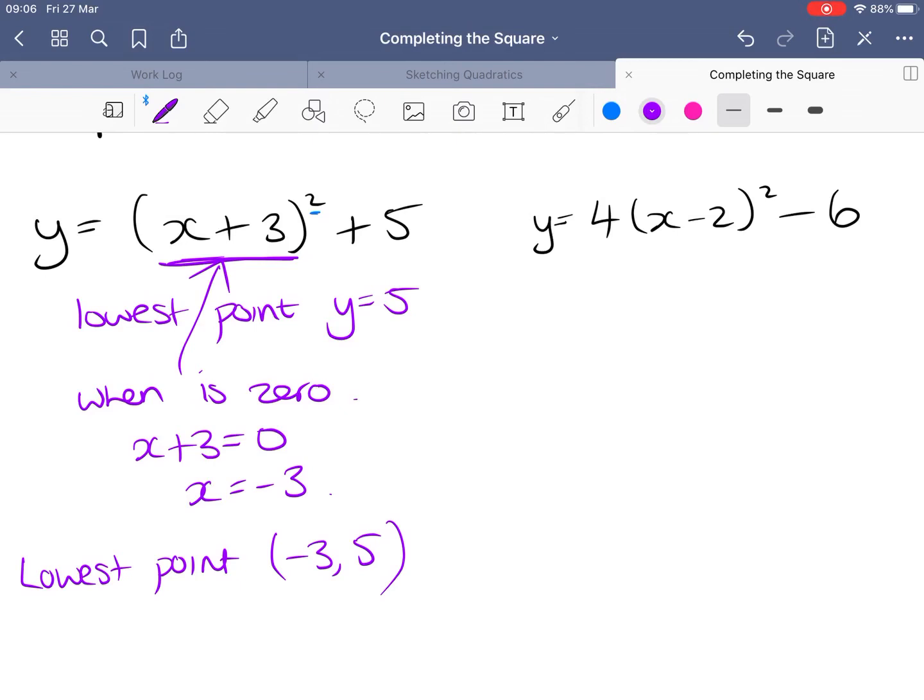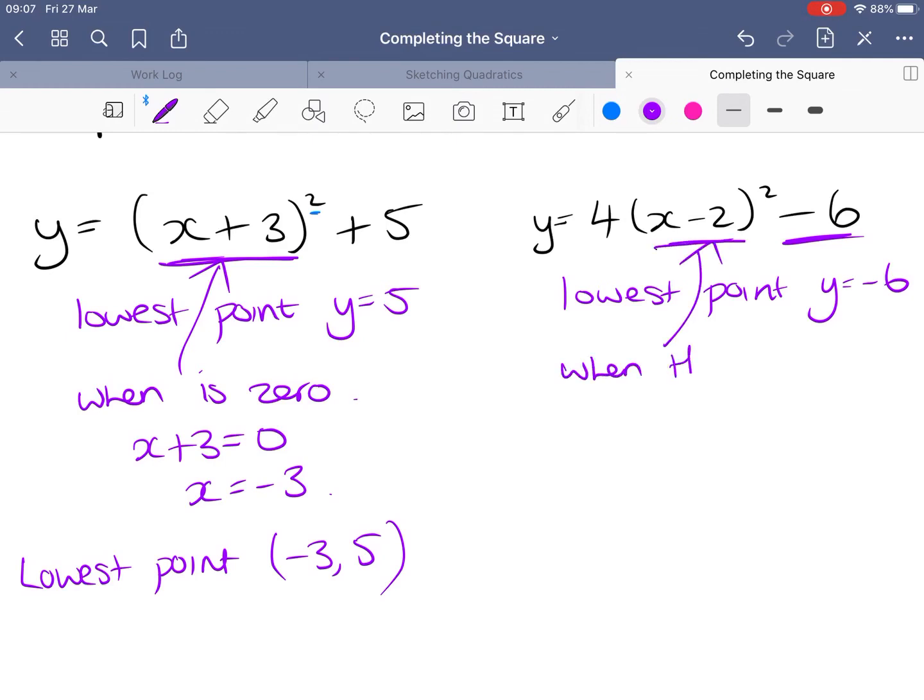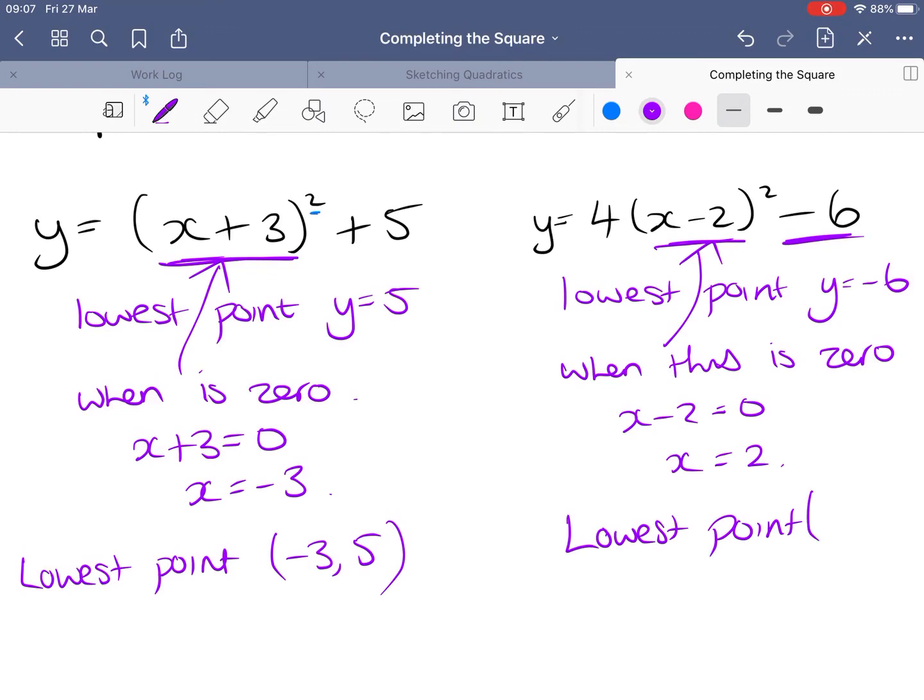Let's look at this one. So again, the lowest point is when y is minus 6, because the end tells us the lowest y value. That happens when this is 0. So I want my x minus 2 to be 0. So it happens when x is 2. So again, for this quadratic on the right, my lowest point occurs at the value 2, minus 6.